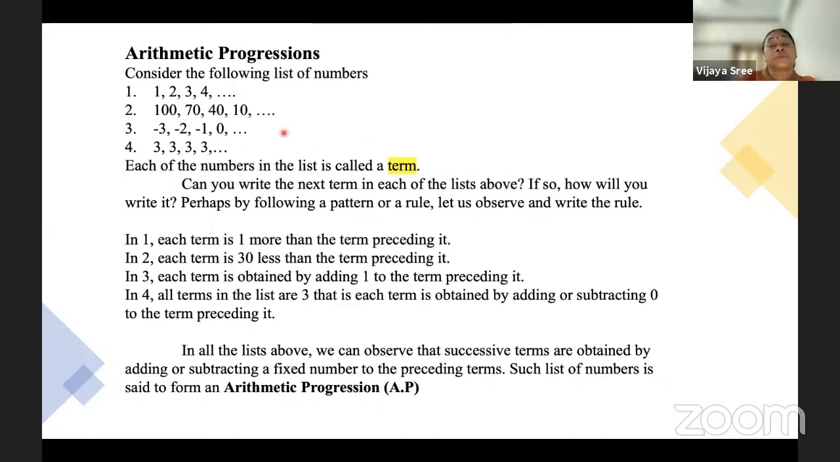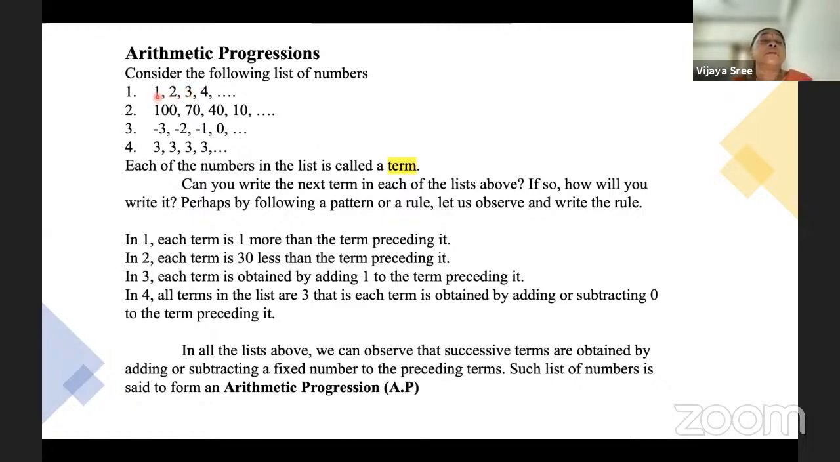Yes, we can write. How? Perhaps by following a pattern or a rule. Yes, here we are following a rule, here also, and in the fourth one also. In the first one, each term is one more than the term preceding it.